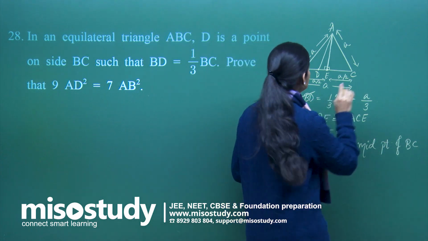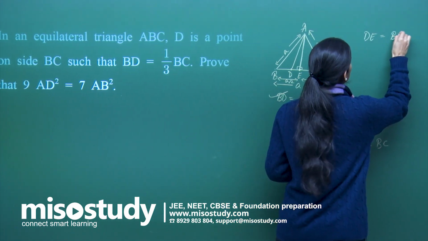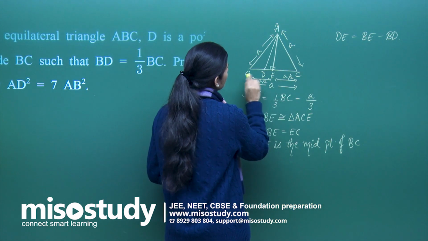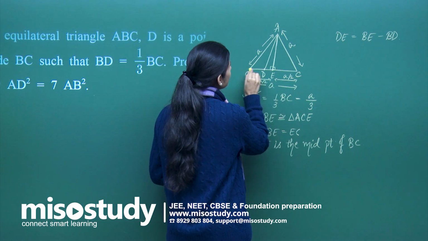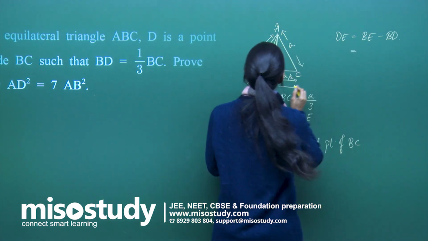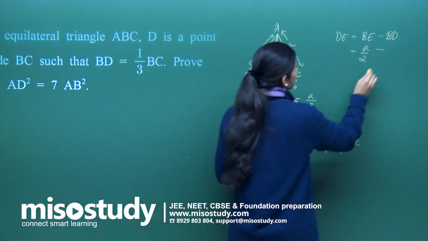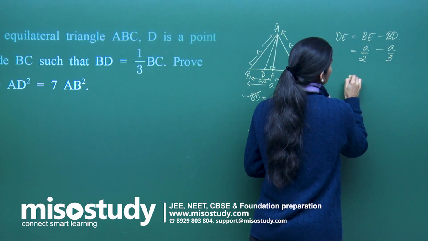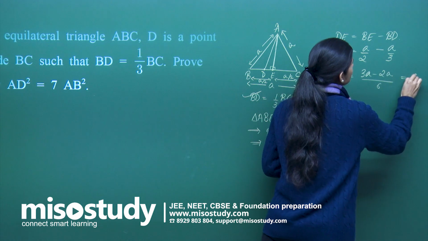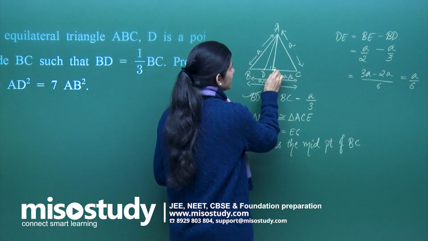Now that I have the length of BE, which is a by 2, I know that DE can be written as BE minus BD. You can check. DE I don't know, but BE I know is a by 2 and BD I know is a by 3. So this turns out to be (3a minus 2a) by 6, which is a by 6. So you have got the length of DE.